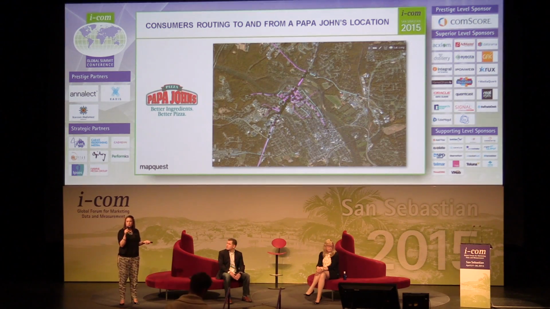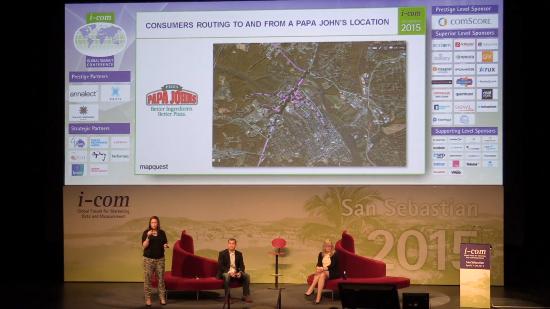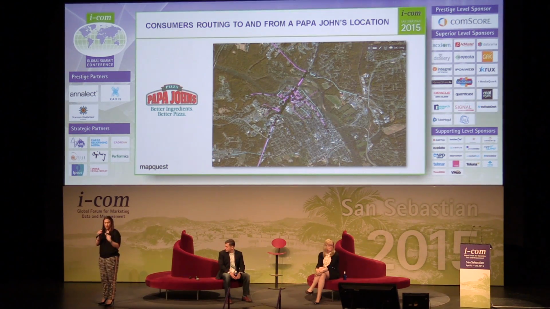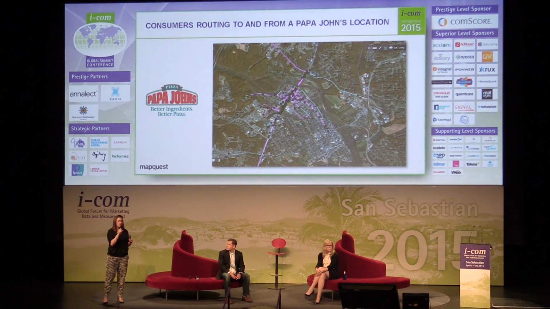So the first piece we did was we said, let's take all of our GPS trace data, just our mobile data, and let's begin to plot it by store. So what you're looking at in this visual over satellite imagery, the purple routes indicate MapQuest users' routes that are ending at a Papa John's. So it says I'm coming from work, I'm coming from home, I'm coming from a play date, I'm coming from wherever.